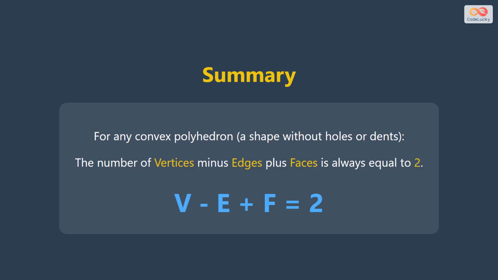So, no matter the shape, as long as it is a convex polyhedron without holes, this rule holds true. Vertices minus edges plus faces equals 2. This is one of the most fundamental rules in geometry.